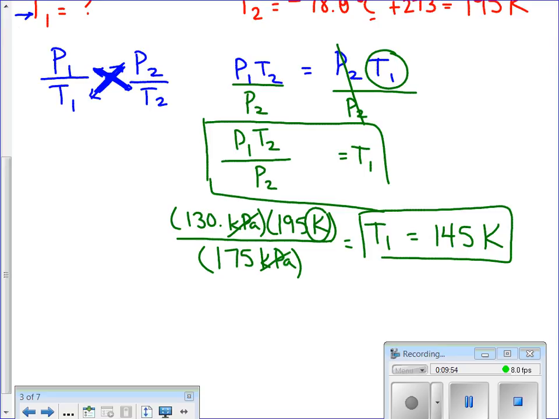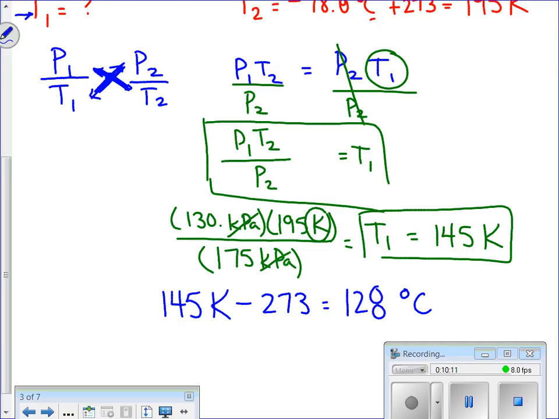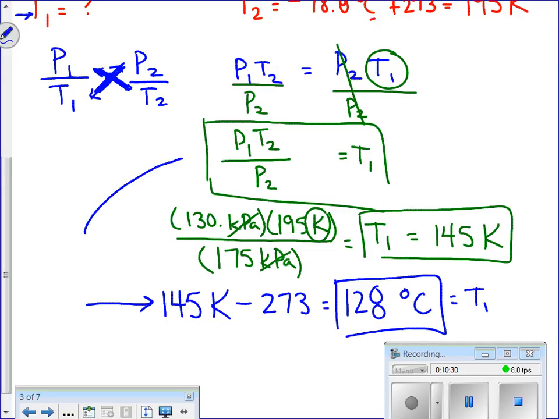So in order to do that, we need to say 145 Kelvin minus 273 will take me back to degrees Celsius. And if you say 145 Kelvin minus 273, that'll give you 128 degrees Celsius. And that is your final answer for your initial temperature. Always convert your degrees Celsius to Kelvin. And at the end, if you need to take it back to degrees Celsius, then convert it back to degrees Celsius. So don't ever try to work a problem with degrees Celsius substituted in your equation. That will mess you up, I promise.